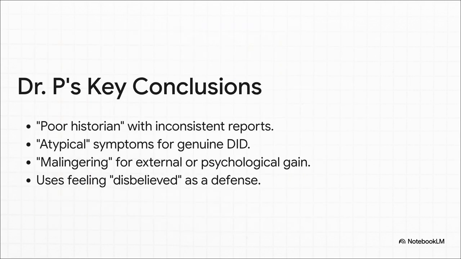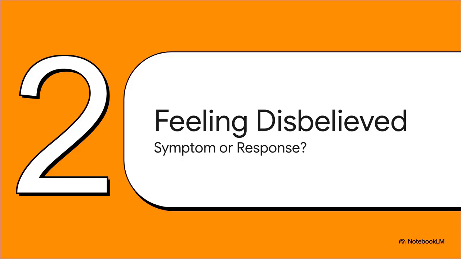So his official story really rested on these four main pillars. He painted this picture of a patient who was an unreliable narrator of her own life, someone whose symptoms just didn't quite fit the textbook definition of dissociative identity disorder. And this is the real kicker, he claimed she weaponized the feeling of being disbelieved to push away any real questions. And that feeling of not being believed, that brings us to the central clue in this entire mystery. See, Dr. P saw it as just another symptom, a part of her disorder. But we have to ask the question, what if it wasn't a symptom at all?